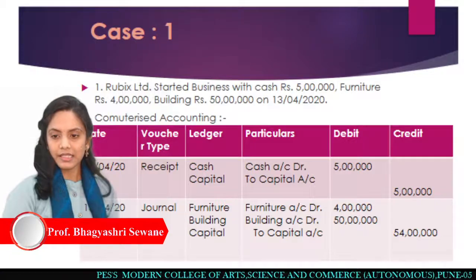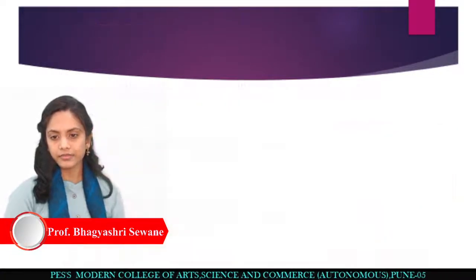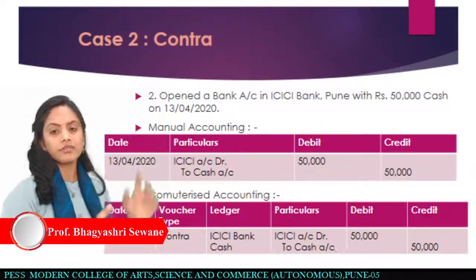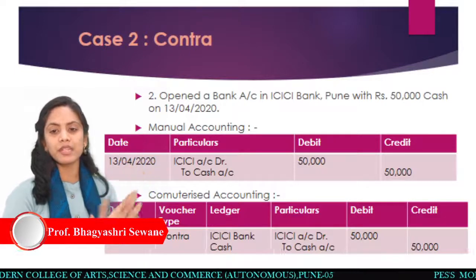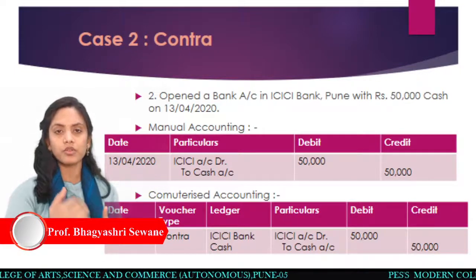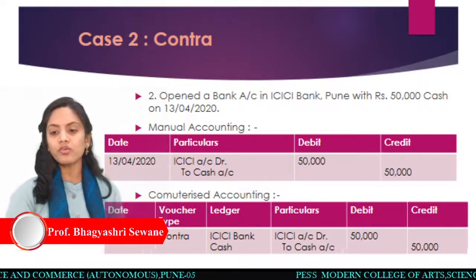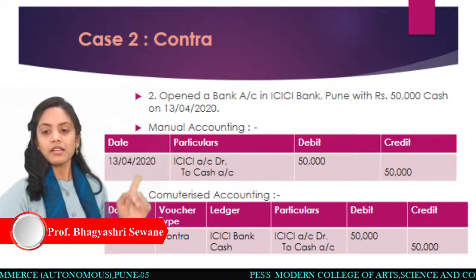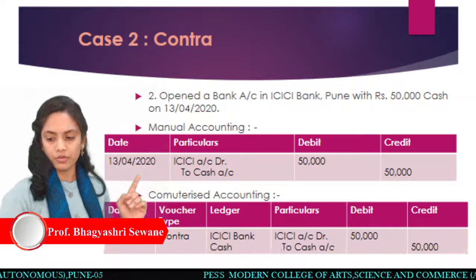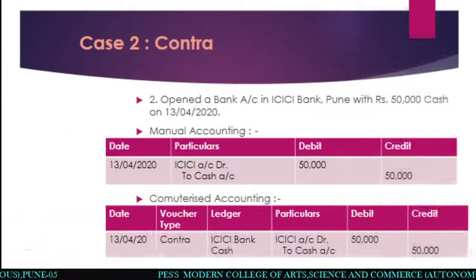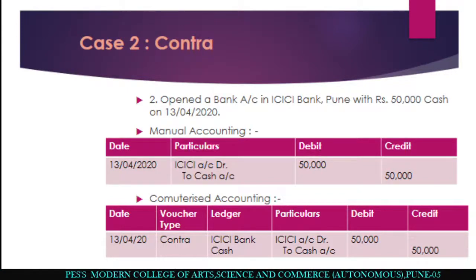Here the next case is case 2, which is a contra. It is the name of a voucher. You will get to know in the next session. Right now, I'm going to focus on opening a bank account. You have opened a bank account in ICICI Bank, Pune, with rupees 50,000 cash.